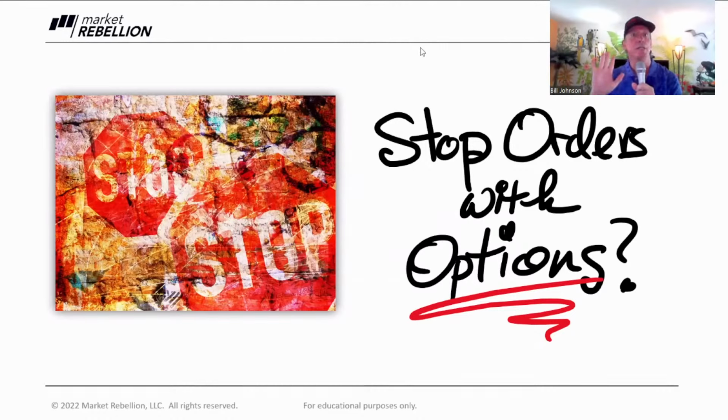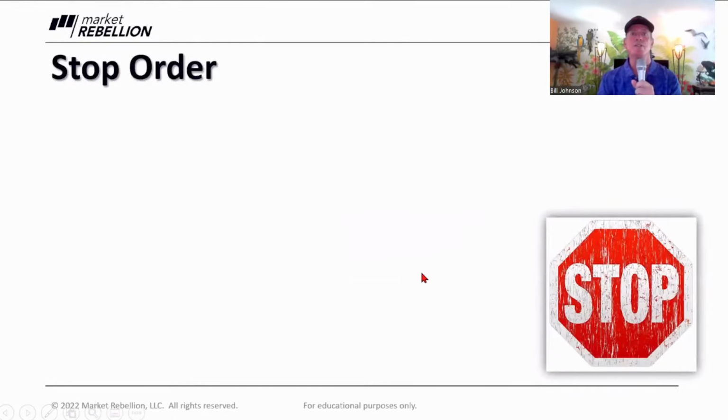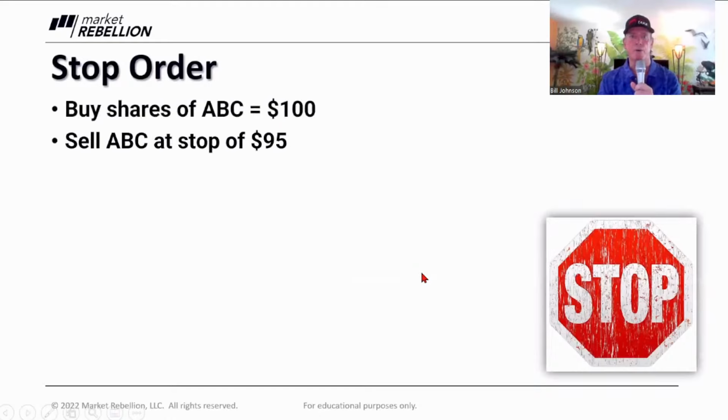Now again, to be clear, I'm not saying that never happens. I'm saying in most cases, we are not going to use them. But the question is why, right? It sounds like stop orders are such a great idea because they limit losses, at least that's the idea. On one hand, that's true, but on the other hand, you're missing one of the key benefits of an option to begin with. So let's talk a little bit first about a stop order.